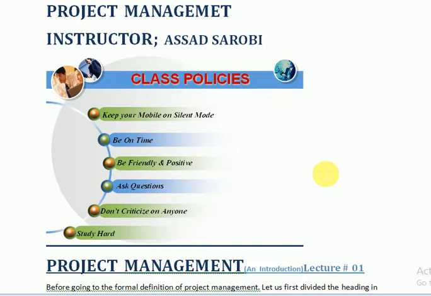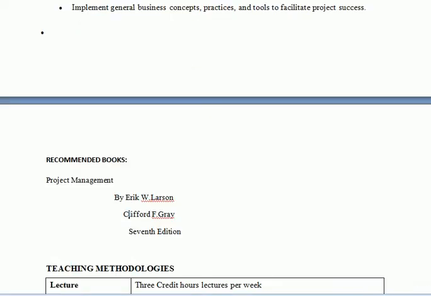So, before going to start our lecture, I would like to give information regarding the book. The book which I am using for this subject, that is project management, is written by Eric Larson and Clifford F. Gray. You can use any edition, but the 7th edition is the latest. So if you find the 5th edition or the 3rd edition, that will also be okay.